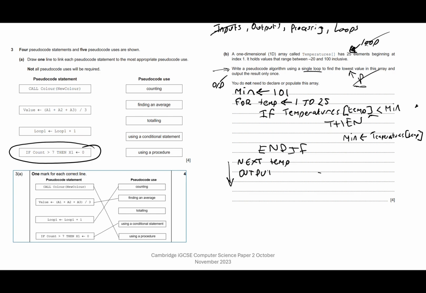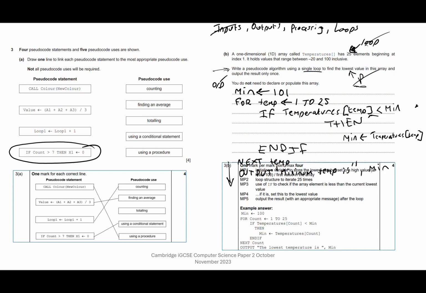So output, again, I'm not sure if the mark scheme has any marks for outputting some helpful text, but minimum temp is, and then I'll put a comma to separate them, and then I'm going to write min, which is storing the value of the minimum temp. But let's just have a quick look at the mark scheme for that. Gone over my answer, but let's have a look.